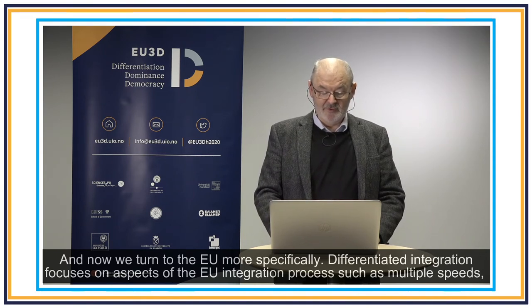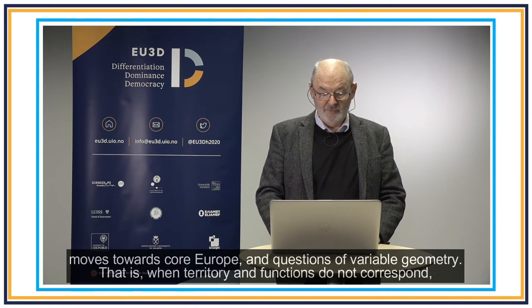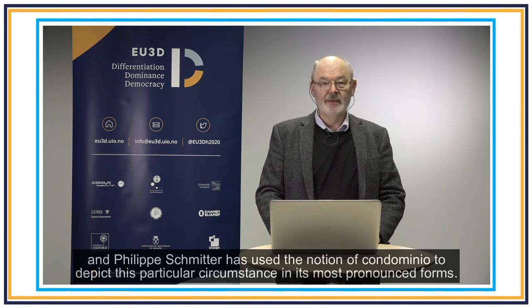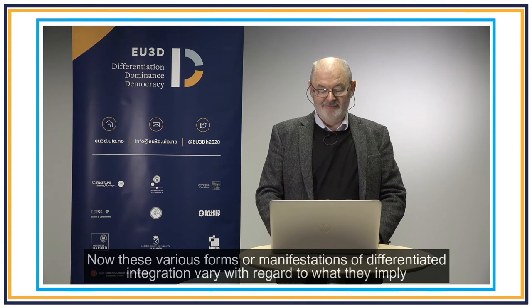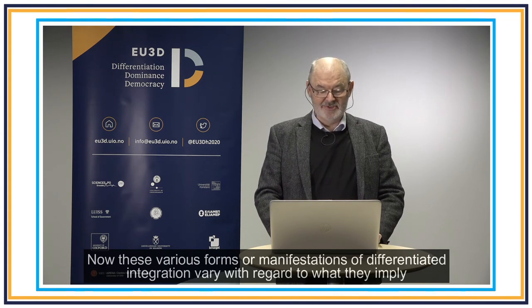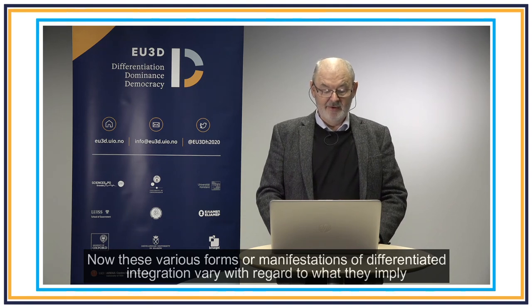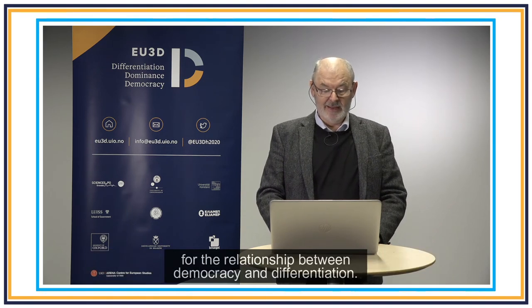Differentiated integration focuses on aspects of the EU integration process, such as multiple speeds, moves towards core Europe, and questions of variable geometry, that is, when territory and functions do not correspond. And Philip Smith has used the notion of condominio to depict this particular circumstance in its most pronounced forms. Now, these various forms or manifestations of differentiated integration vary with regard to what they imply for the relationship between democracy and differentiation.